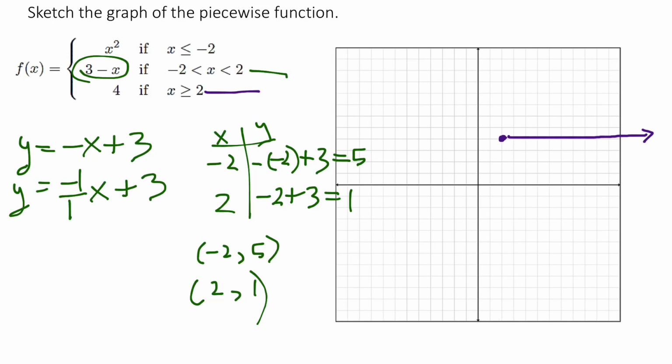Okay, so notice that there's no little line here. So we're going to have an empty circle for these 2 points here. So let's just put those 2 points on there. So I've got negative 2, 5, empty circle. And I've got 2, 1, empty circle. And it's a straight line. We can just go ahead and connect those right there.